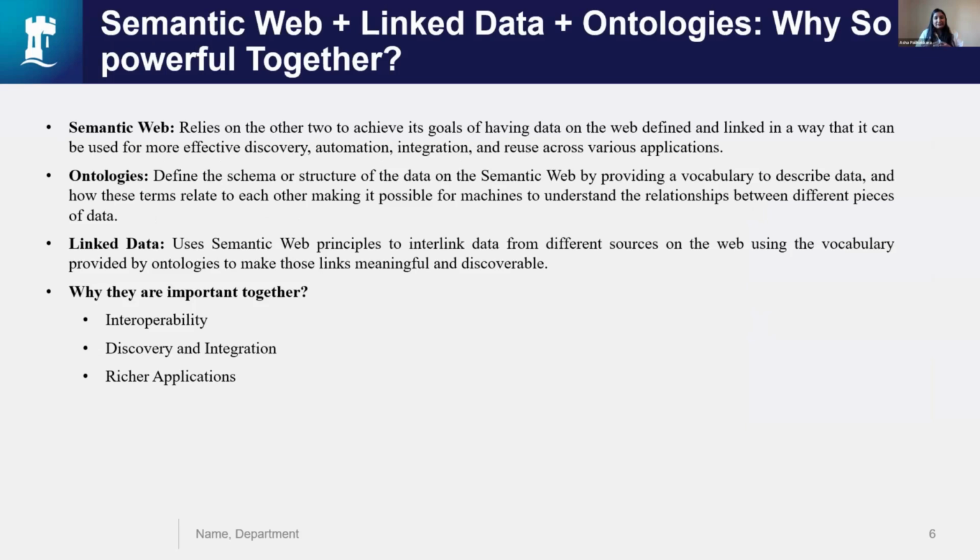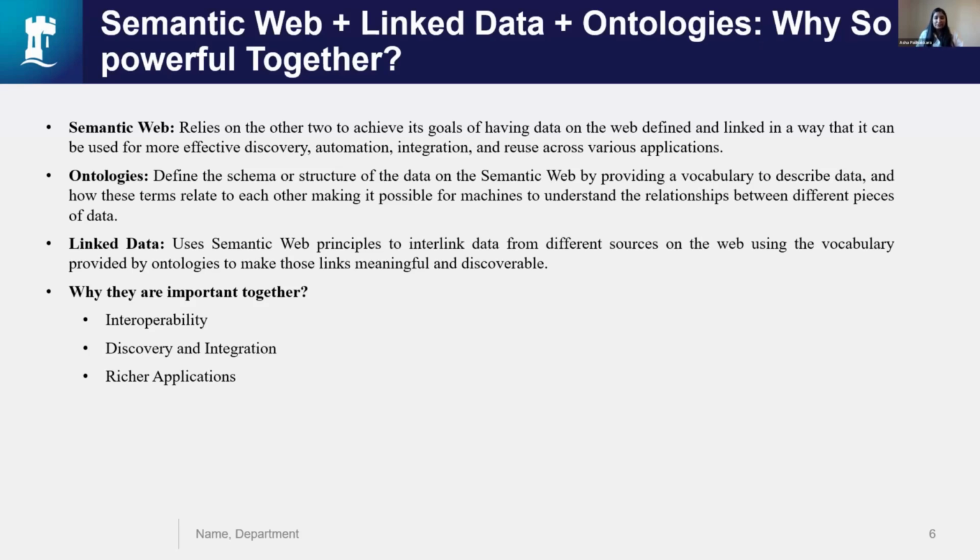At the very beginning of my research, I tried to see how semantic web, linked data, and ontologies are powerful together. Why are these things so powerful together? At the heart of the semantic web lies the idea of ontology. The semantic web relies on ontologies and linked data to achieve its goal of having data on the web which is defined and linked in a more discoverable way.